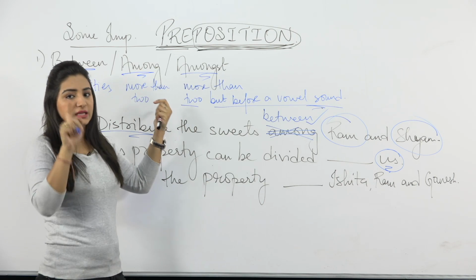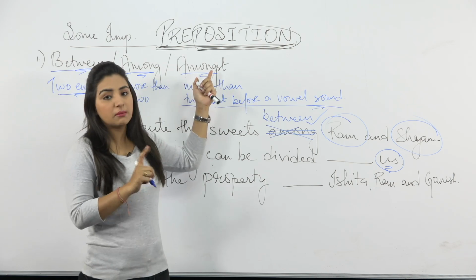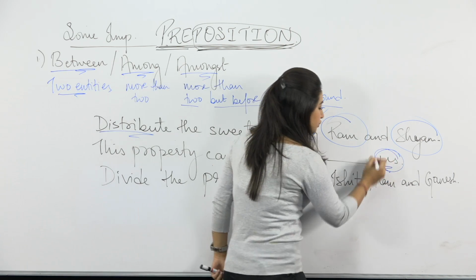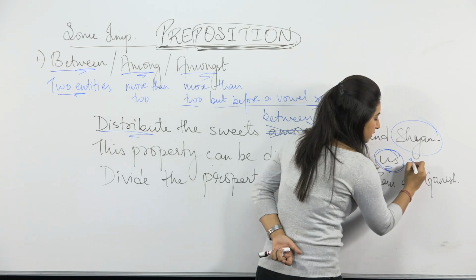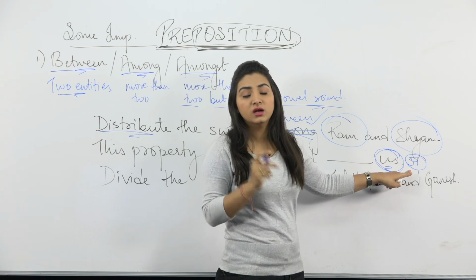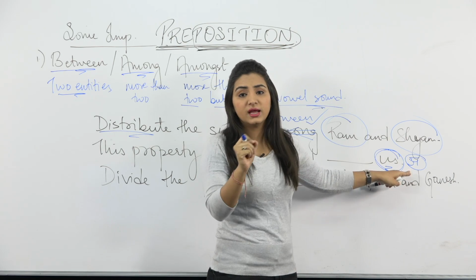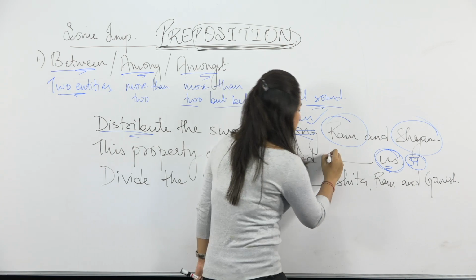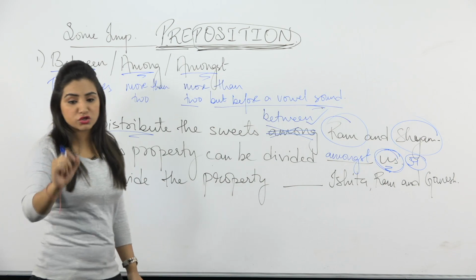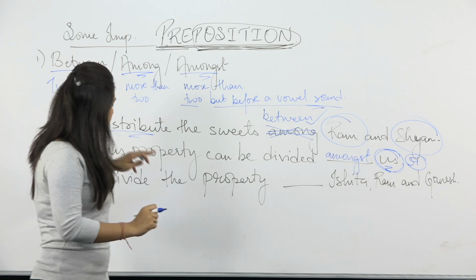For more than two, we can either write among or we can use amongst. But here we'll use amongst. Why? Because we have a word which starts with a vowel sound. That is why we'll place amongst here. Now tell me what should be the answer for the third sentence.